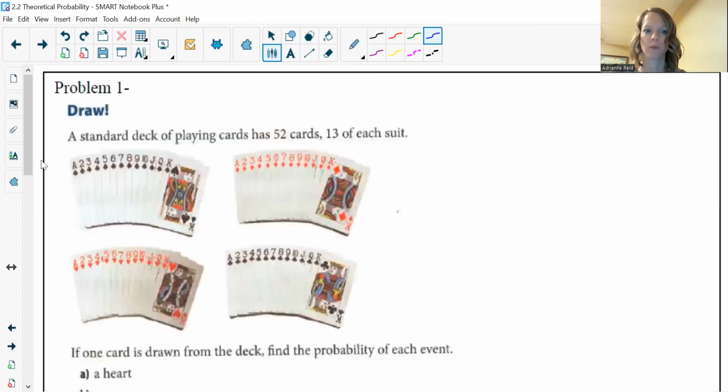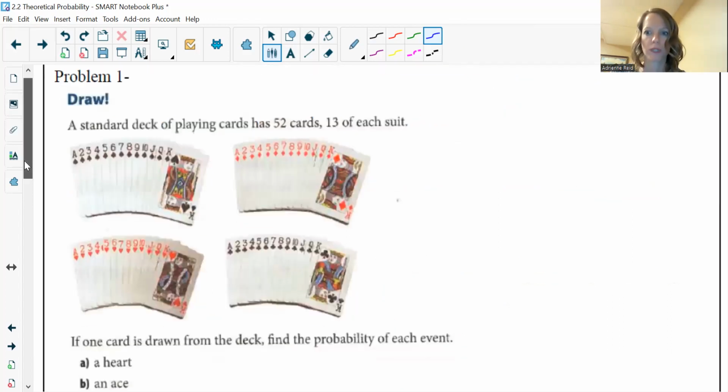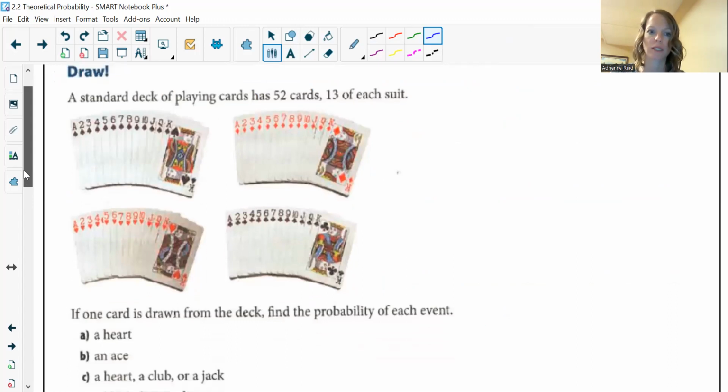Those are all in theory. Okay, we didn't actually enter contests. We didn't roll the dice. We didn't do any of that. We just in theory thought about the chances.